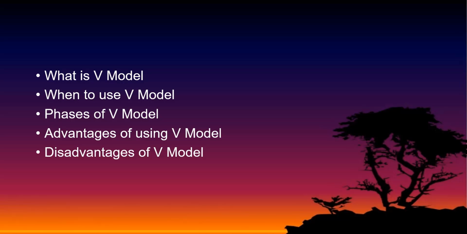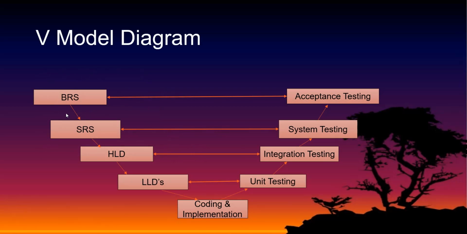This model is known as the V model because its shape looks like a V. On one side we are doing the verification and on the other side we are doing the validation. You can see this is the V model diagram, looking like a V shape. It is a highly disciplined software development lifecycle model where the testing phase and development phase are parallel to each other, and parallelly we are doing the testing and development process.